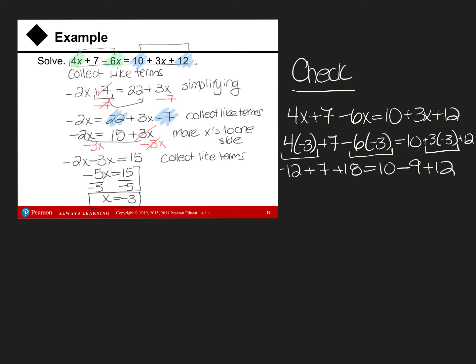Okay, and then I'm going to collect the numbers on each side. So I'm just going to do this right across in my calculator. And I get 13 equals 13. So it checks out.